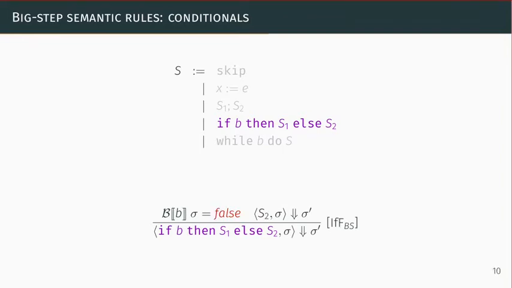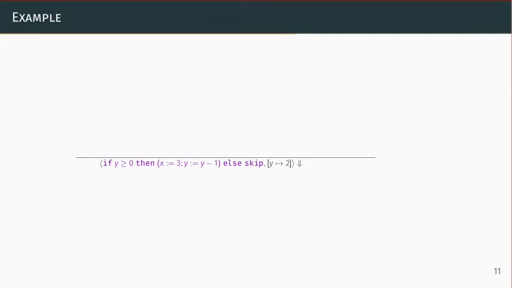Analogously, we have another rule that covers the case in which the semantics of b is false. In this case we execute S2, which is the statement of the else branch of the conditional. And here I show an example. If I want to execute the statement that you see here, and the initial state is, for example, y contains the value 2, then we evaluate the condition, which is true under that state. So we have to apply the first of the rules we have seen for the conditional, which is if t.